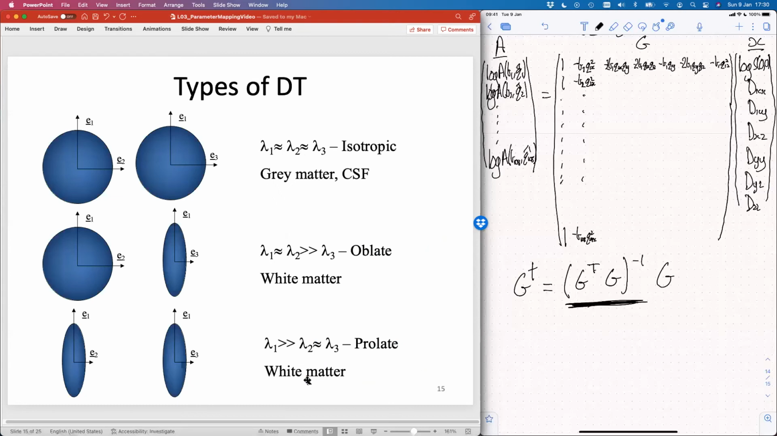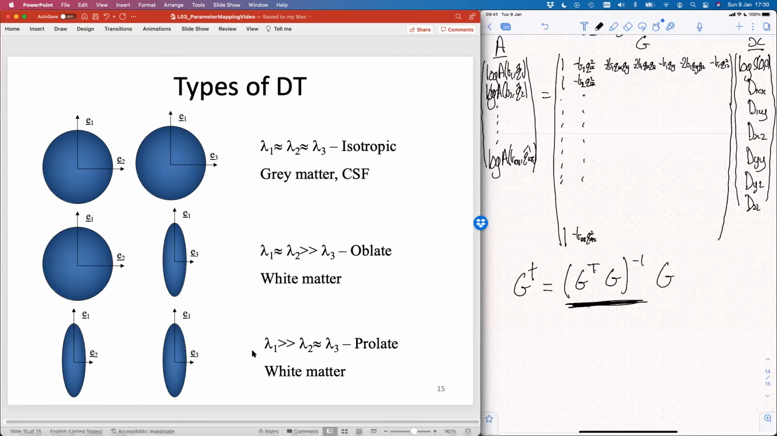There are a few standard canonical shapes of diffusion tensor. If all 3 eigenvalues are approximately equal to one another, then those ellipsoidal contours are approximately spherical. And of course, that gives us an isotropic diffusion tensor. These are typically what we observe in CSF, cerebrospinal fluid, and in grey matter.